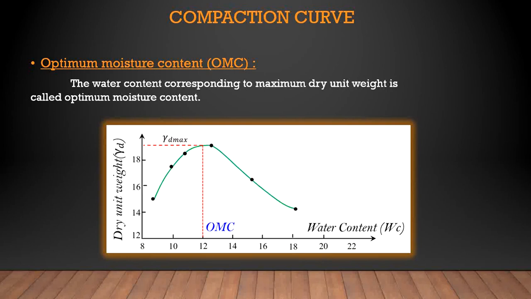Optimum moisture content, OMC. Okay, so here in the diagram you can see the OMC. Over here this is the OMC, that is optimum moisture content, or we can say maximum water content. So as we have already seen in the previous slide, the water content corresponding to maximum dry density. Here is the peak of this compaction curve. So the water content corresponding to maximum dry density is called the optimum moisture content, OMC, or we can also call it the maximum water content.